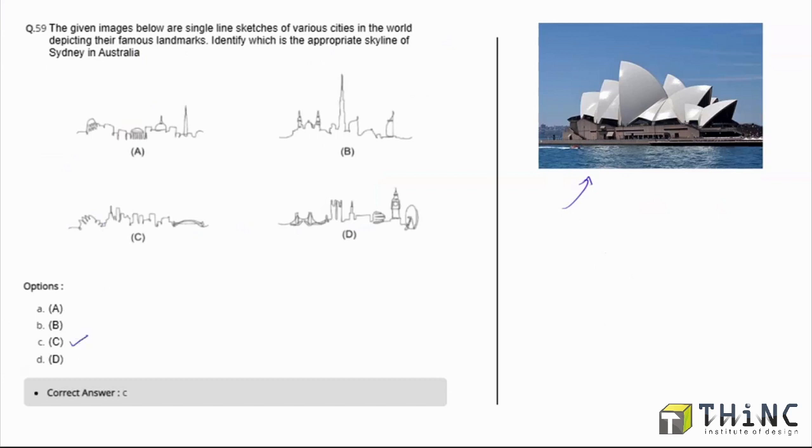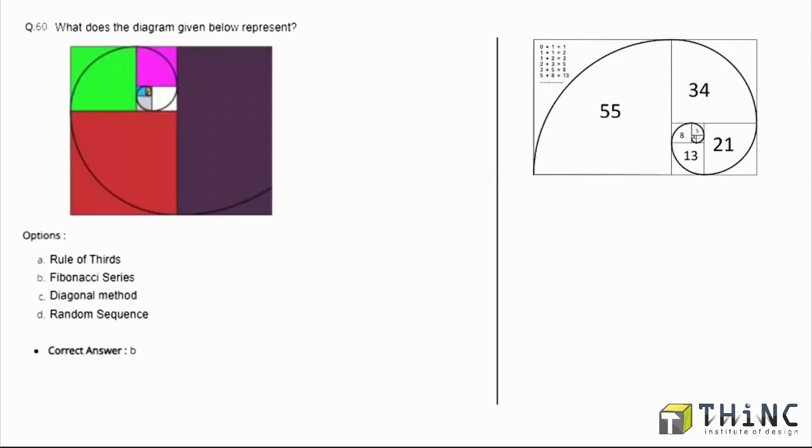Moving on to the next question. What does the diagram given below represent? The options are rule of thirds, Fibonacci series, diagonal method, and random sequence. The answer is Fibonacci series, option B. Here you can see how the Fibonacci series is developed. It's actually an addition process. Starting from the very base, 1 plus 1 is equal to 2, 2 plus 1 is equal to 3, 3 plus 2 is equal to 5, 5 plus 8 is equal to 13, and it goes on like that. So it's basically the Fibonacci series.